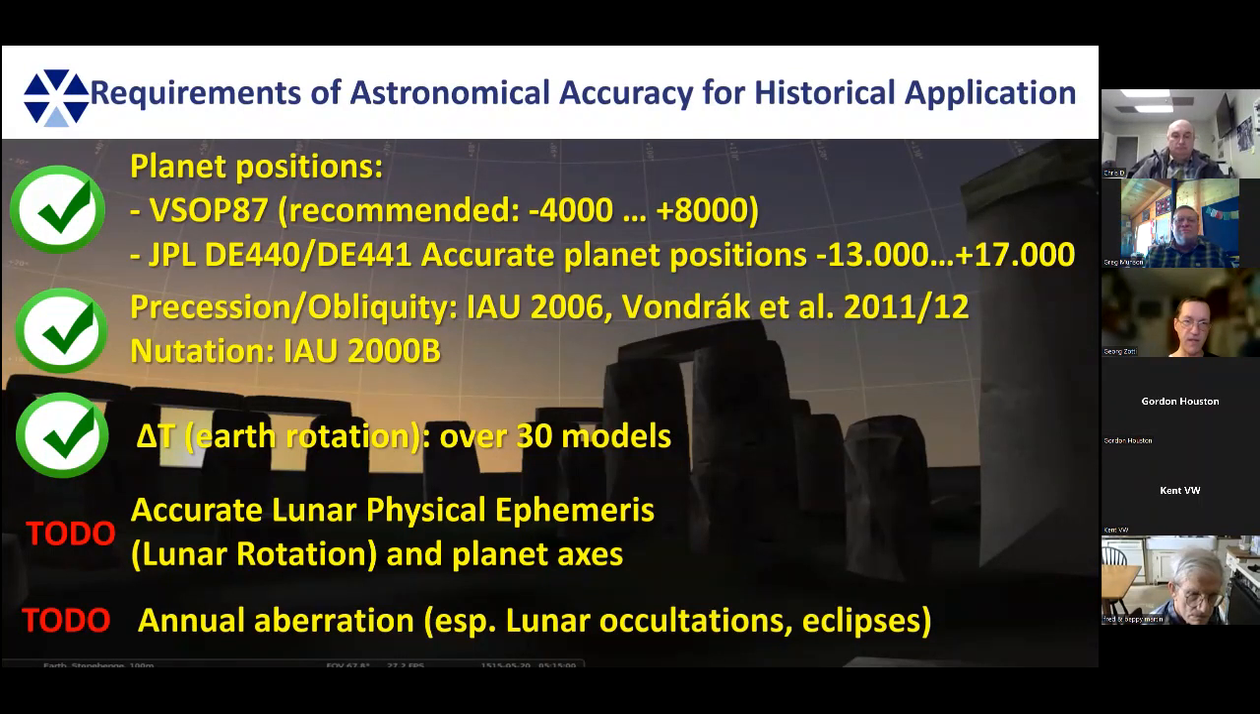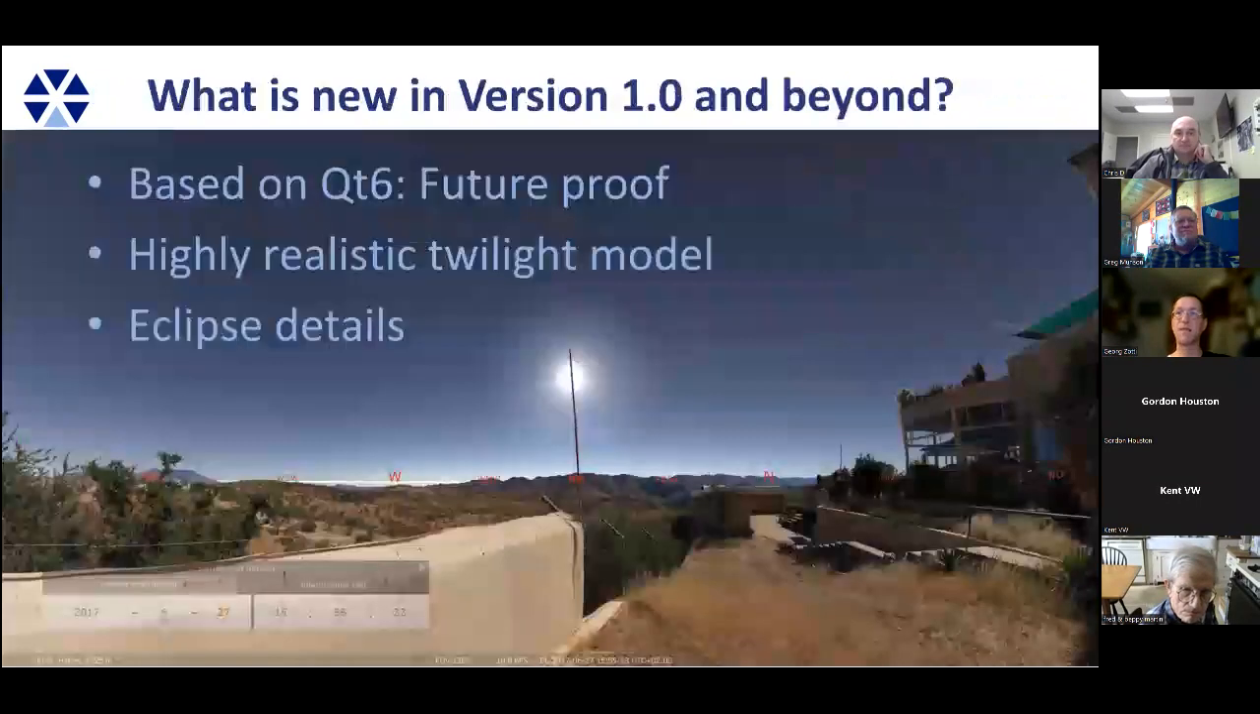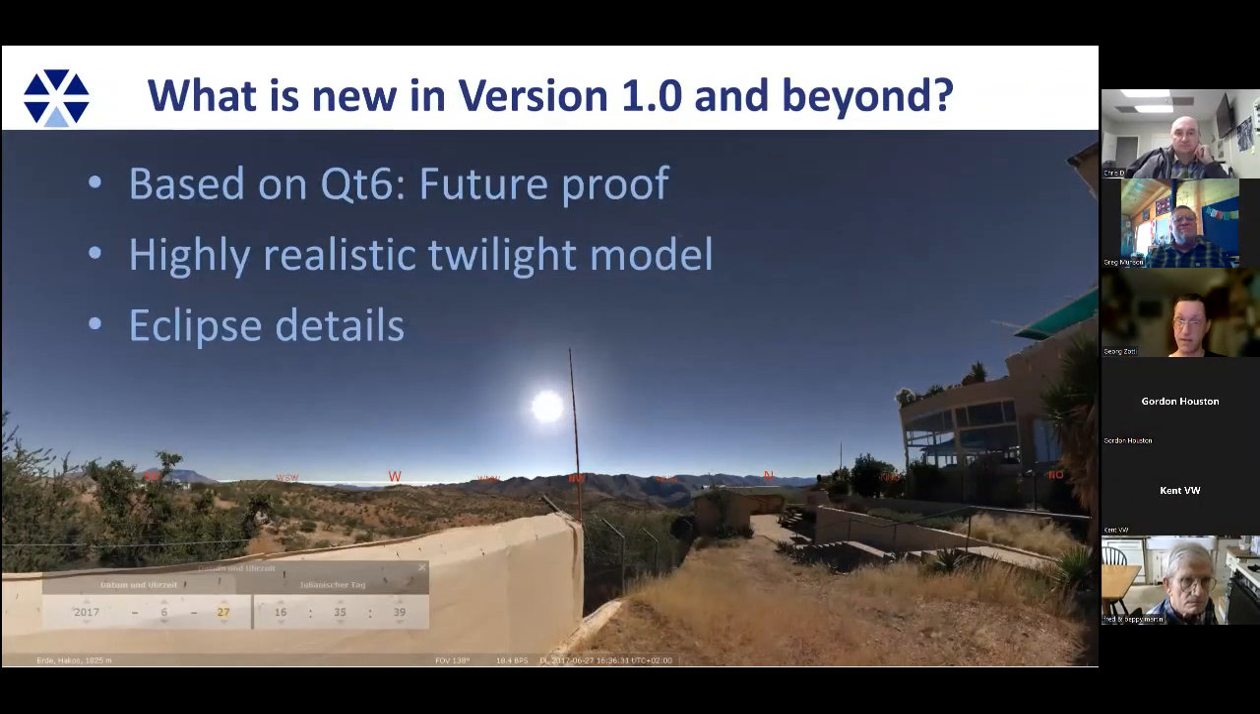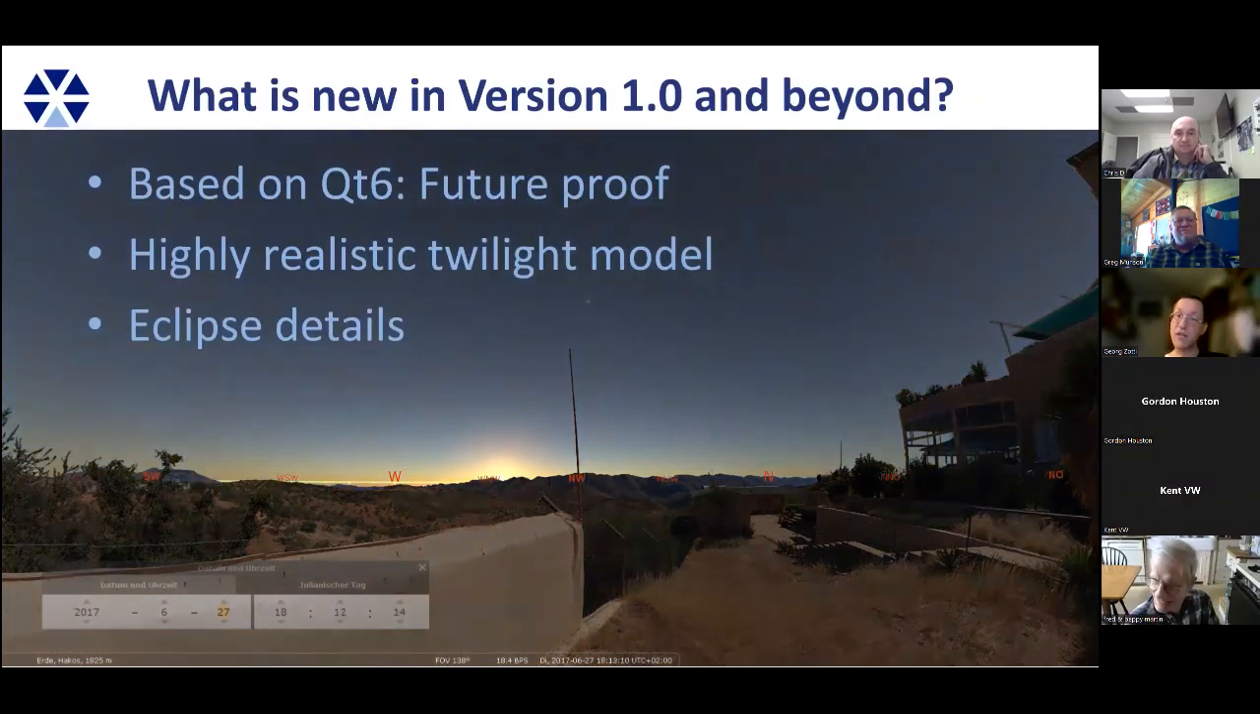And finally, if there was one positive thing to say about the pandemic, it was that I had more time in home office and was able to finally solve these problems. After that, we said we have to modernize the code to the new Qt 6 code base, and then we can finally say this is our version 1.0 after more than 20 years of development. So it's based on Qt 6.